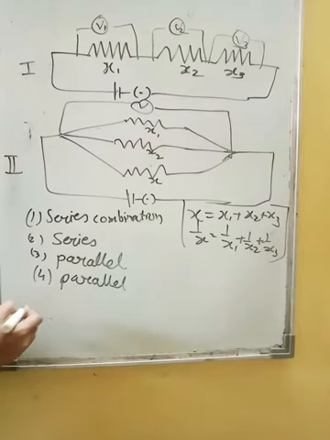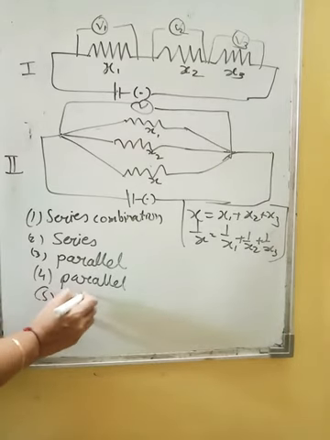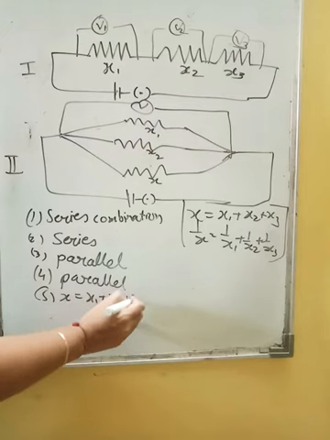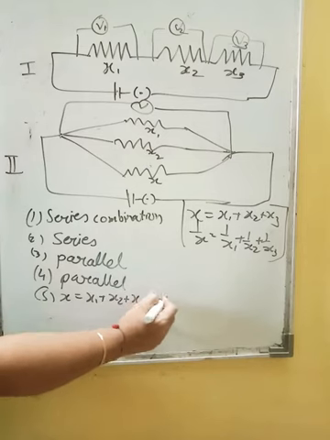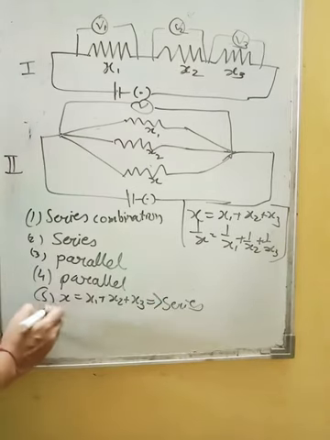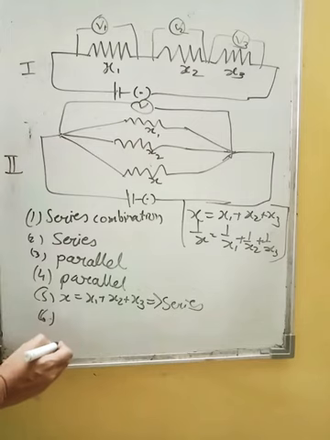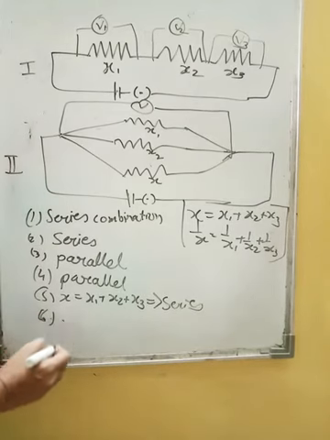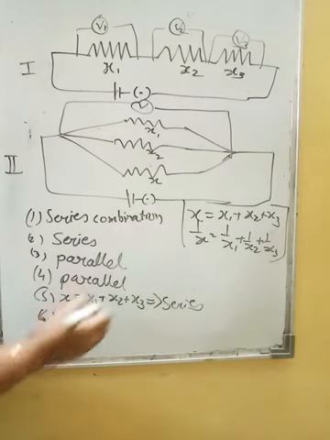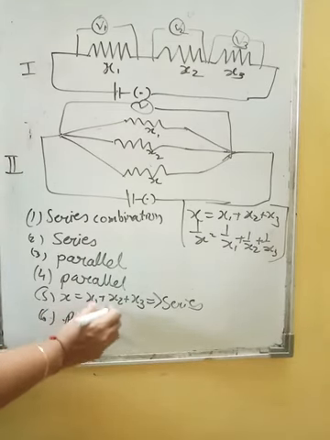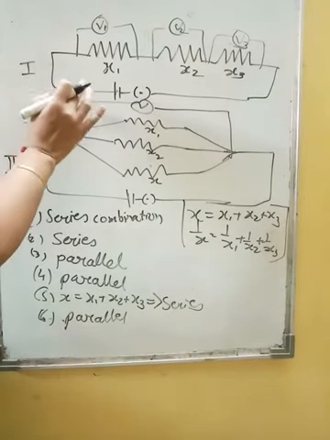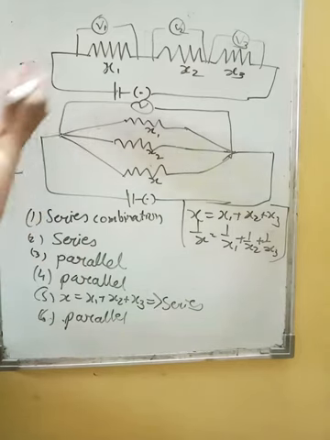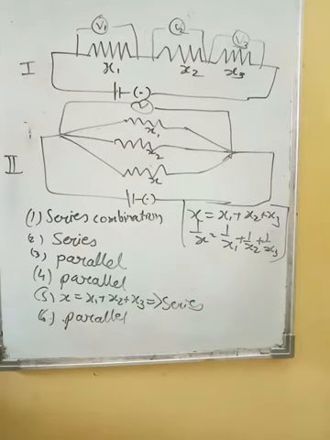Fifth one. They want the answer x to be x1 plus x2 plus x3. किस में आता है? Series. Very good. It is in series. Correct. And sixth one, you want x to be equal to 1 upon x1 plus 1 upon x2 plus 1 upon x3. Yes, that is in parallel. So the question was very easy once the diagram is there in front of you. So children, if you want, you can just take a screenshot now presently of this board where I have explained you the diagram.